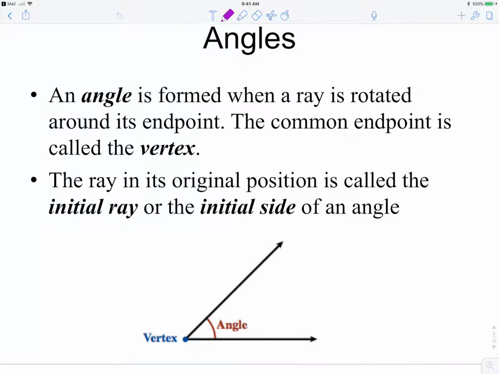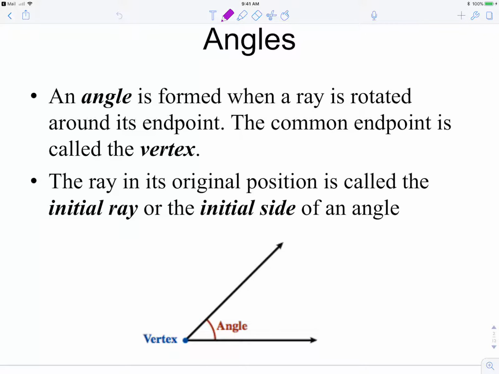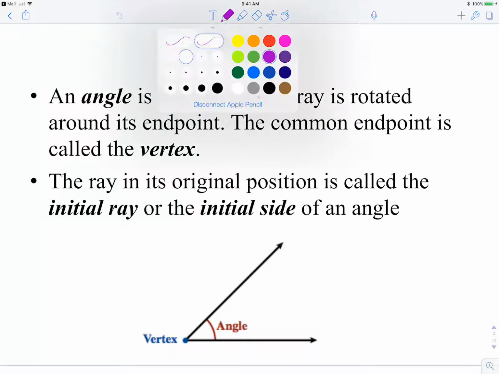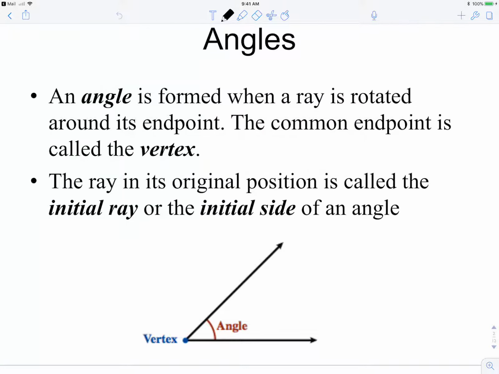Here is the definition of an angle. This should be a review from geometry, but an angle is formed when a ray is rotated around its endpoint. The common endpoint is called the vertex, and you can see the vertex in the picture below. The ray in its original position is called the initial ray, or the initial side of the angle. In this picture, we could think of this ray down here as our initial ray.